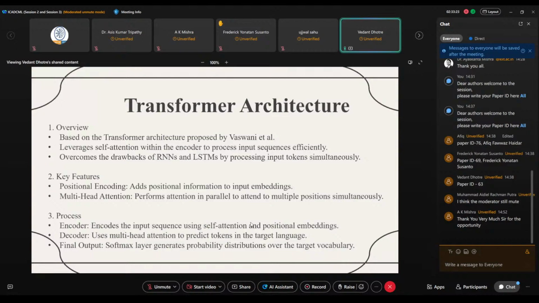Some key features are the positional encoding. This adds the information of the position of the input embeddings with respect to other inputs. And also the multi-head attention. It performs the attention mechanism in parallel to attend to multiple different positions simultaneously. This helps in capturing the dependency of those words.